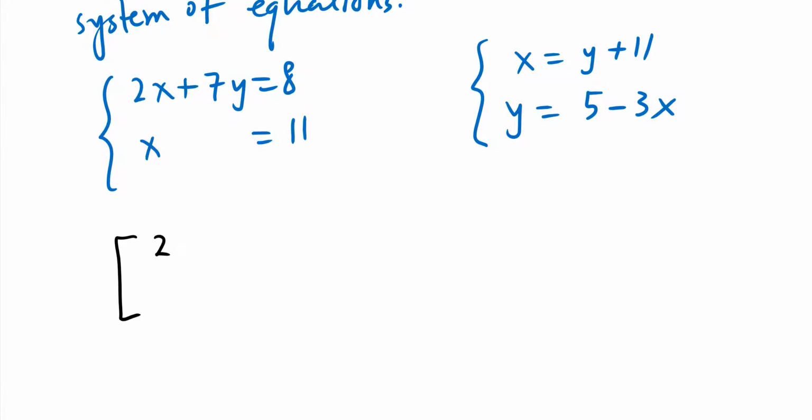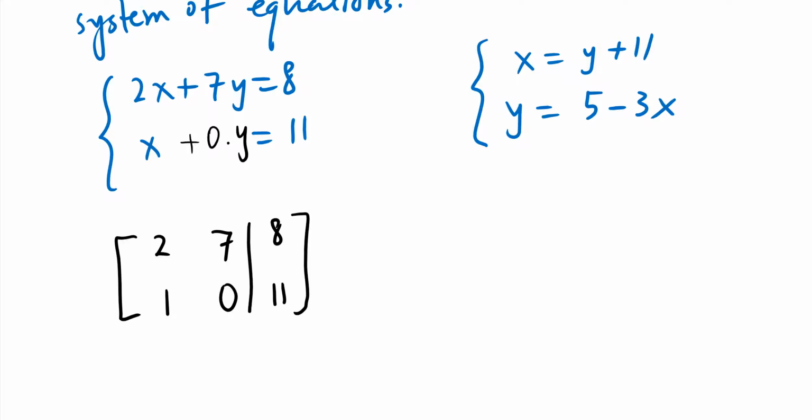So this becomes 2, 1, 7. There's no y here, so that means it's 0y. So that's a 0. We don't leave it blank. We must put a 0. 8, 11. So everything is arranged in the way it's x's, y, and numbers. Look at this one. It's not arranged x, y equals numbers. So what do we have to do?